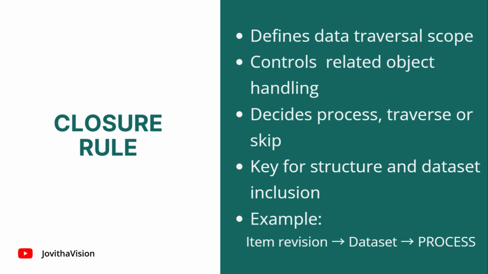Now let's look at closure rules. A closure rule defines the data traversal scope. In simple words, it decides which related objects should be included during export or import. Closure rules control whether a related object should be processed, traversed, or skipped. This is extremely important for structures like BOMs and datasets. For example, if you want PDF or CAD datasets to be migrated along with an item revision, that logic is handled using closure rules.